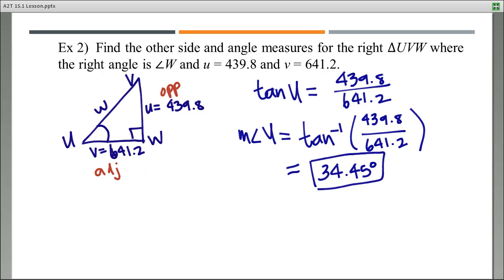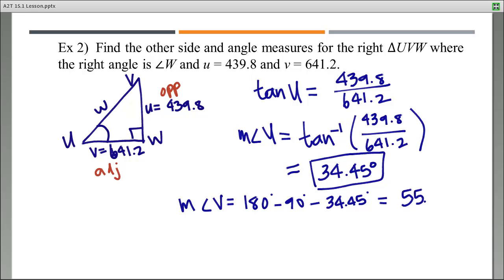Now angle V is going to be much easier to find. We don't have to do any of that kind of trig. All we have to know is that the 3 angles in a triangle add up to 180 degrees. And so we'll just go 180 minus 90 minus the 34.45. And that is going to give you that the measure of angle V is 55.55 degrees.